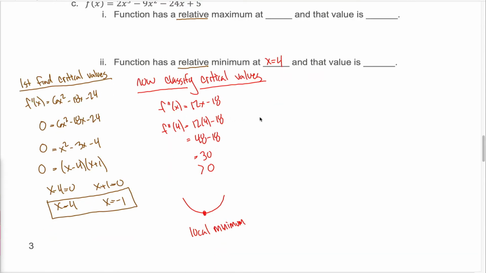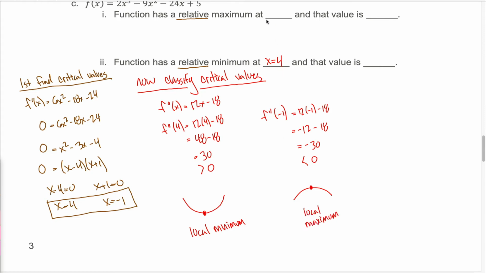But that's just one of my critical values. I also had a critical value at negative 1. But it's easy enough to classify that critical value. Just evaluate the second derivative at negative 1. 12 times negative 1 minus 18 is negative 12 minus 18, or negative 30. Again, I don't care about the value. I just care that this thing is less than 0. What that means is my graph is concave down. I already knew that my graph was flat because it had a critical value, and the point at which a concave down graph is flat is a local maximum.